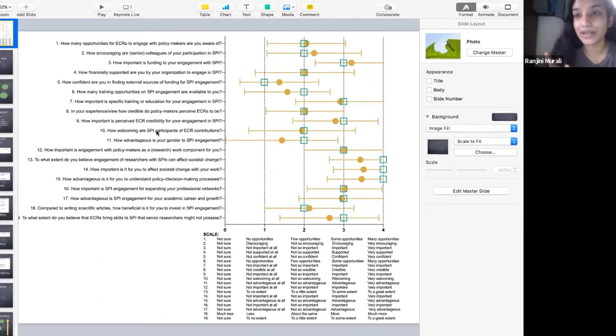So I'll give you an example of one of the questions we had asked. We said, how many opportunities for ECRs to engage with policymakers are you aware of? Okay. So the initial draft, for example, this statement was, I am aware of many opportunities to engage with policymakers. And then we had a scale from 1 to 5 that said agree or disagree. Right. So they could decide. But here, when we were reworking it and we realized questions work better, we said, how many opportunities are you aware of?